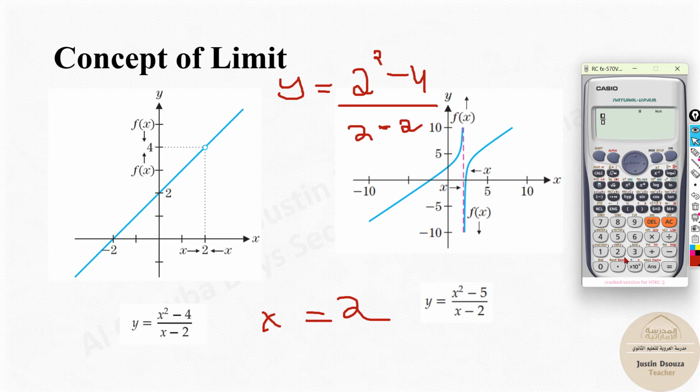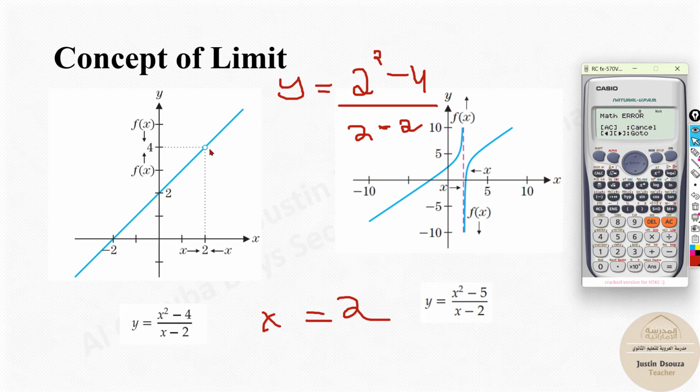Let's do this. 2 squared is 4, minus 4, it will be 0. 2 minus 2 is 0. It's 0 divided by 0. You won't get an answer. It's undefined. Why? Because anything divided by 0 is undefined. You don't have an exact answer. It can be up to infinity. So now, how do we understand what's the answer?